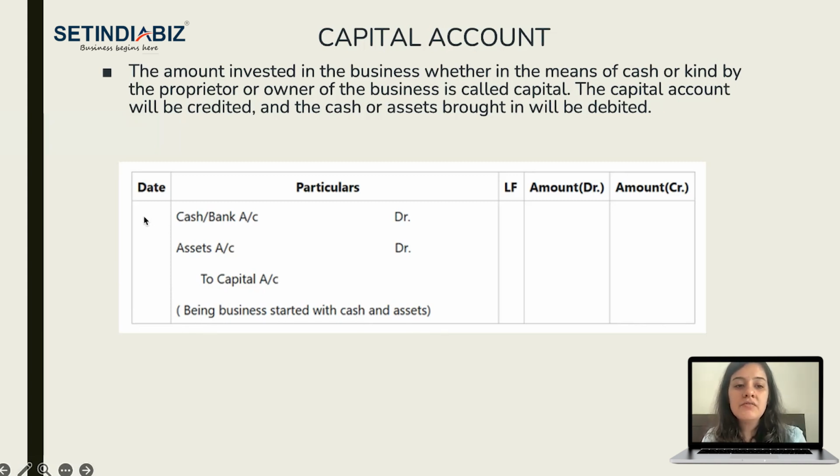Here we will have date. In the debit column, we will have the cash and assets amount, and in the credit column, we will write the amount against the capital account. Just a brief explanation. Now, why the cash is being debited, why the capital account is being credited, and why the assets account is being debited, we'll do after just learning the rules of debit and credit, right?